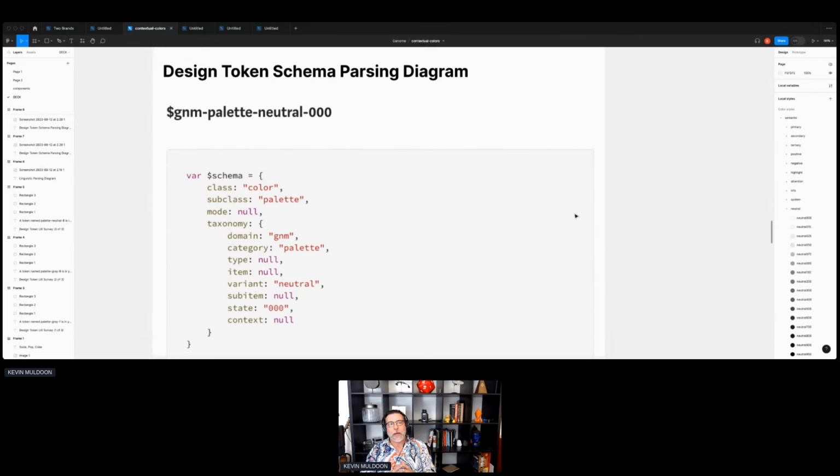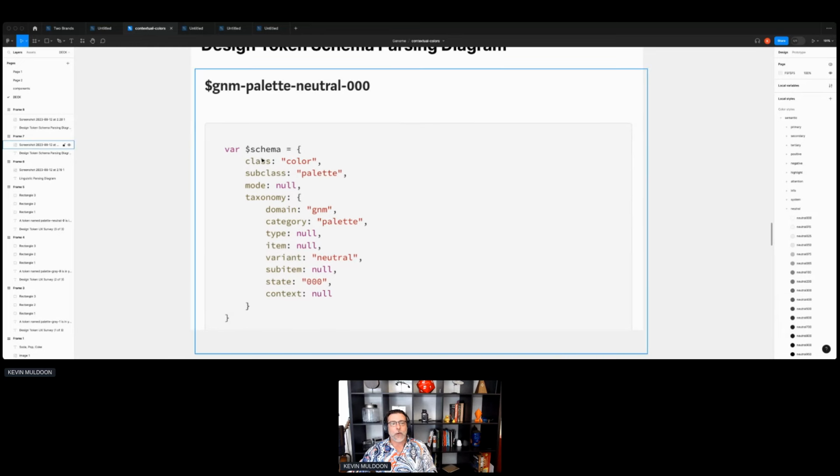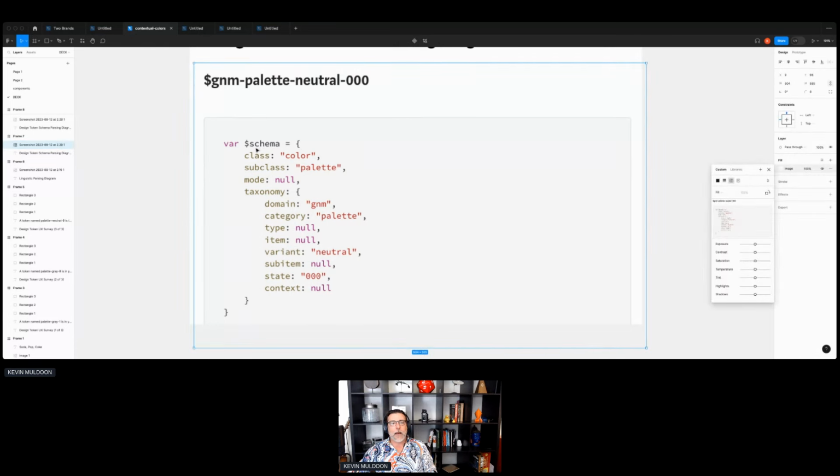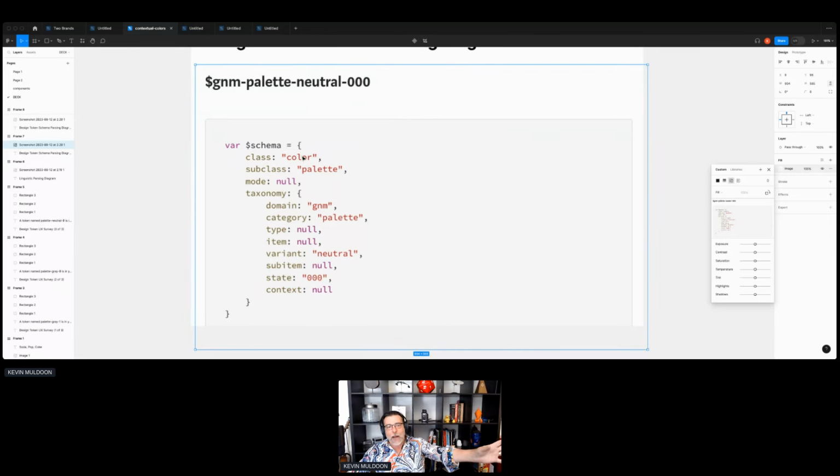So here would be a design token schema parsing diagram. So for instance, we were talking about palette neutral. That was our new, improved naming convention for palette gray 1. And there is a structure to it. And you can see that I've defined that as a schema. So it's definitely a color. We got that out of the way. Strange, we don't actually represent that in the name itself. So that'll be the subclass, which would be a category.